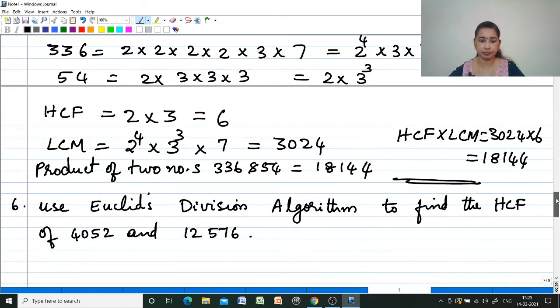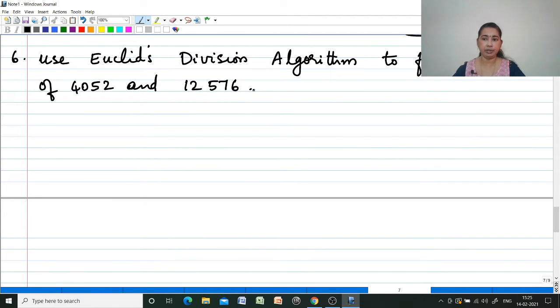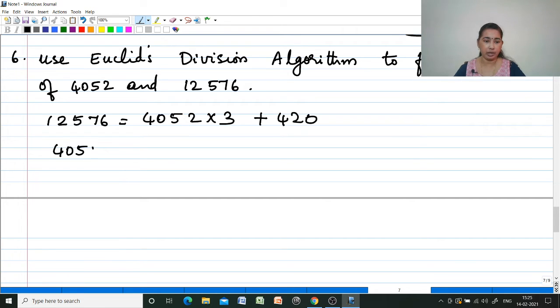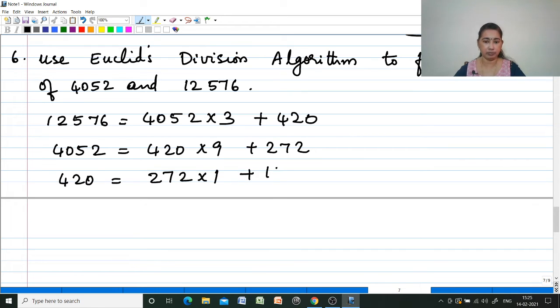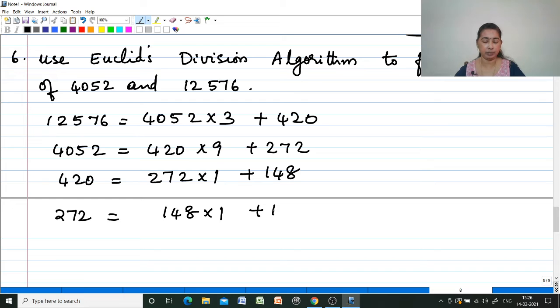Okay, now next one, use Euclid's division algorithm to find the HCF of 4052 and 12576. According to Euclid's division algorithm, first we take the greater one, 12576, and write it as a multiple of 4052. That is 4052 into 3 plus 420. Now take 4052 and write it in terms of 420, that is 420 into 9 plus 272. Again take 420 and write in terms of 272, that is 272 into 1 plus 148.